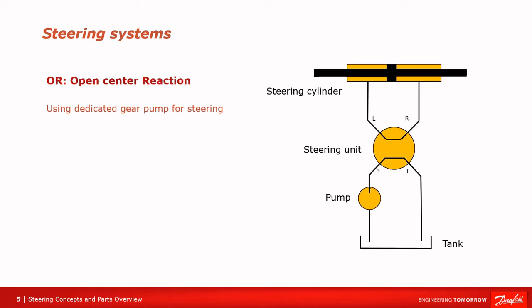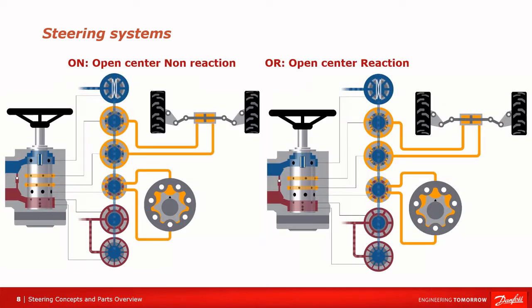The next steering concept we will cover is open center reaction. This is an example of reaction steering, as the two sides of the cylinder are connected. This means that if we stop steering and have a force in the cylinder, it will move, causing the steering wheel to turn until the steered wheels are back in a straight alignment. It is important to note that the reaction effect must be designed into the axle of the machine.